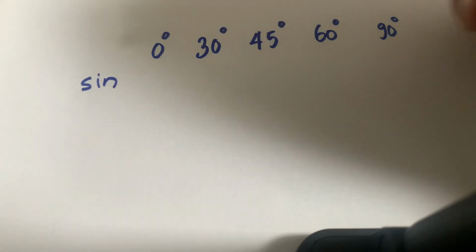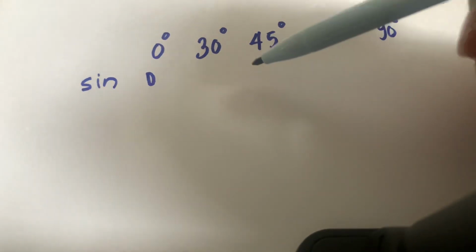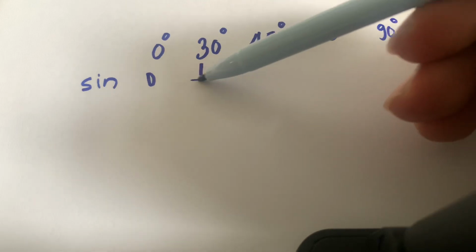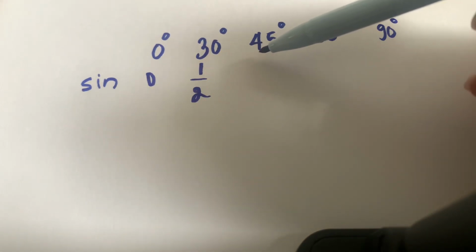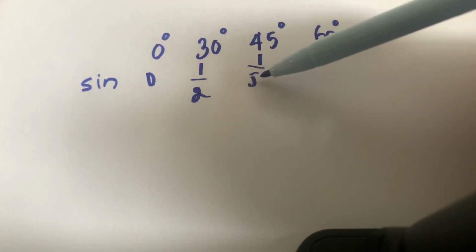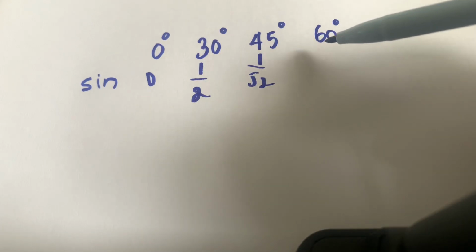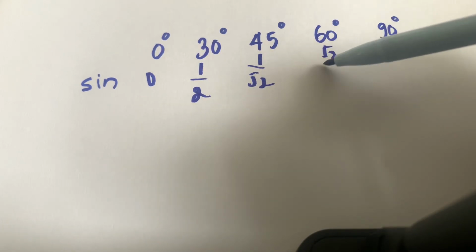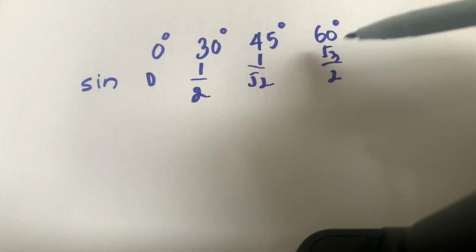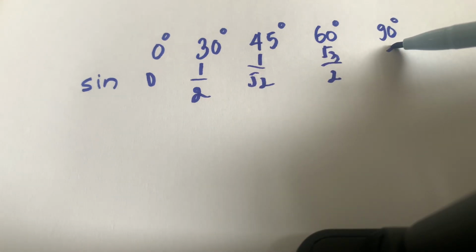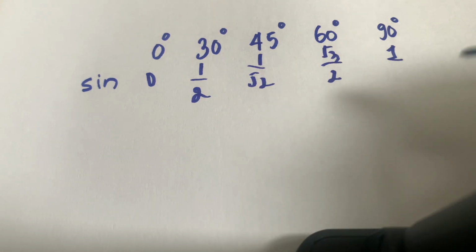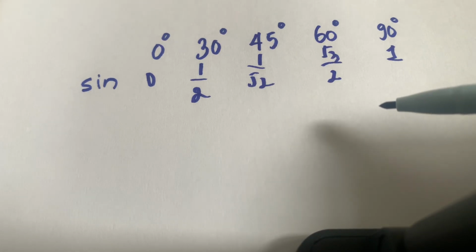We know sin 0 is 0, sin 30 is 1 by 2, sin 45 is 1 by root 2, sin 60 is root 3 by 2, and sin 90 is equal to 1. Let's try to make one figure.